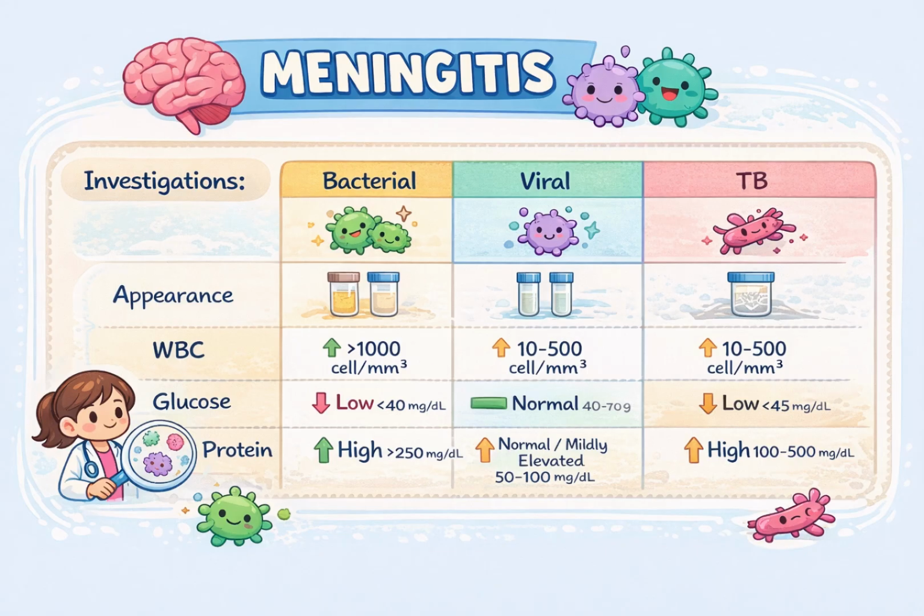So now come the type of WBCs that are raised. Neutrophils are raised in bacterial meningitis, whereas lymphocytes are raised in viral and tuberculous meningitis. Protein is high in all three, so it doesn't matter.